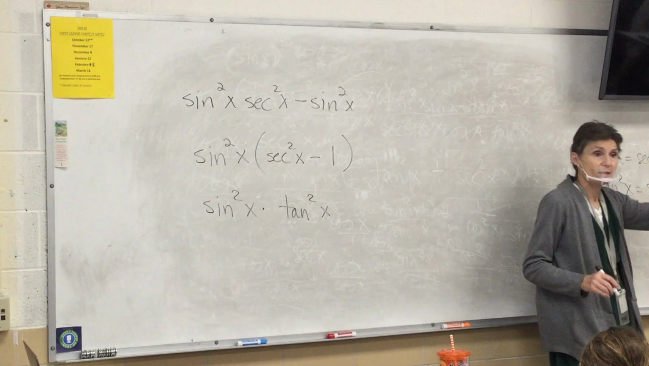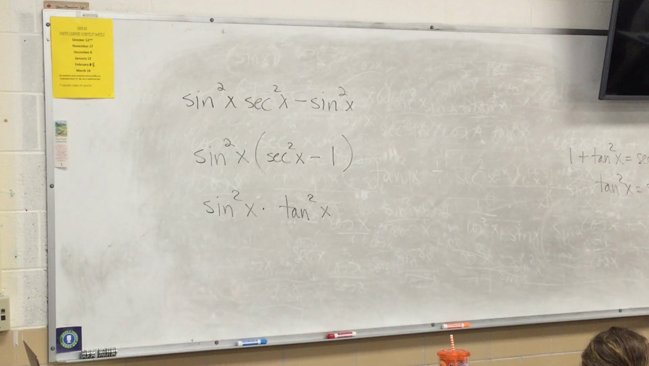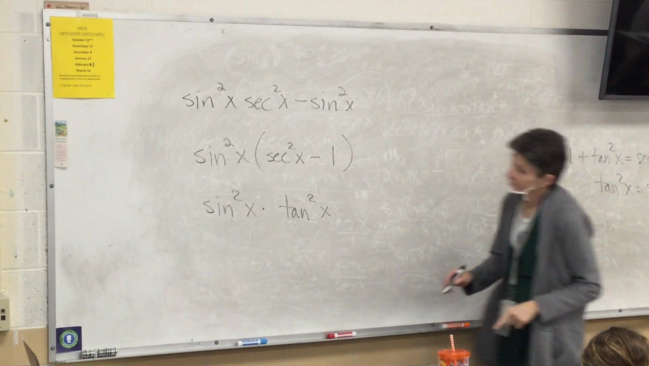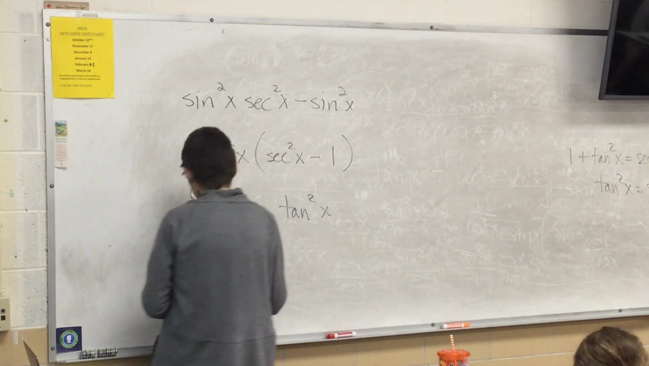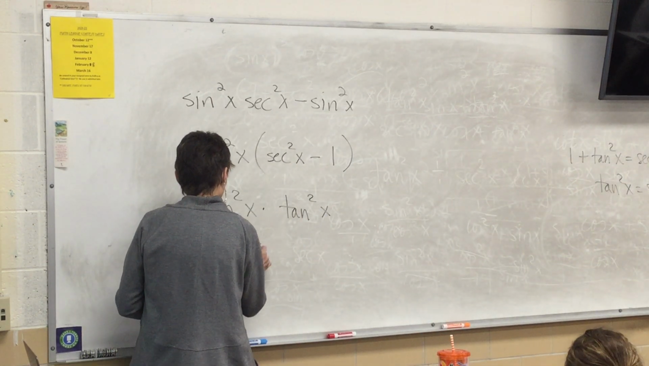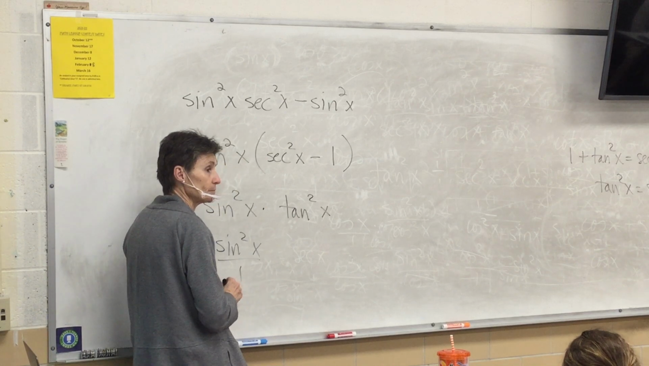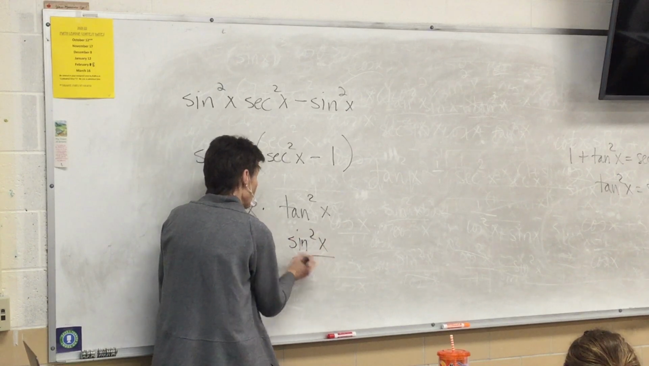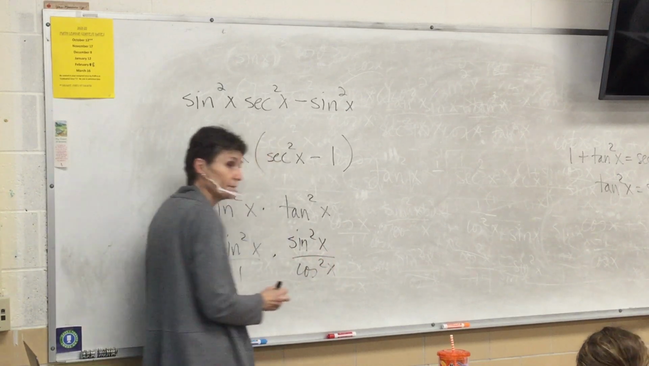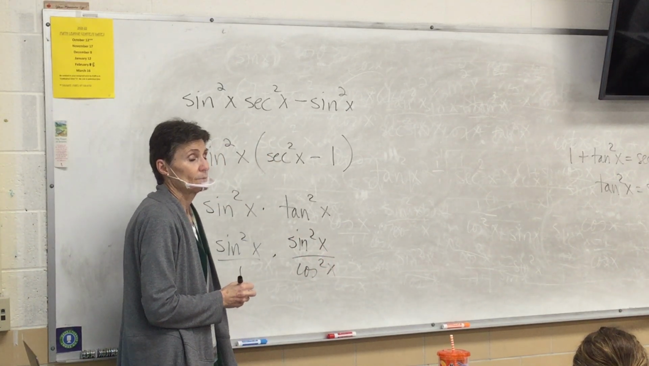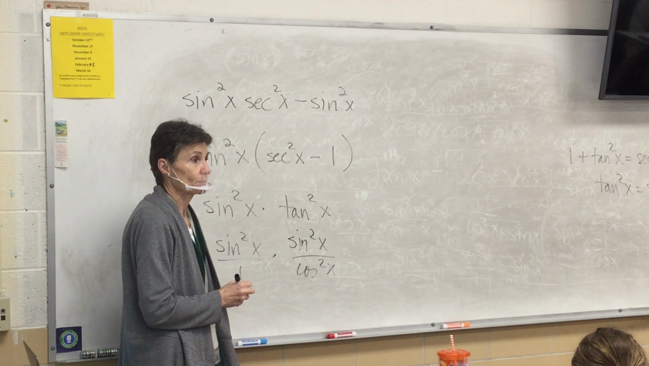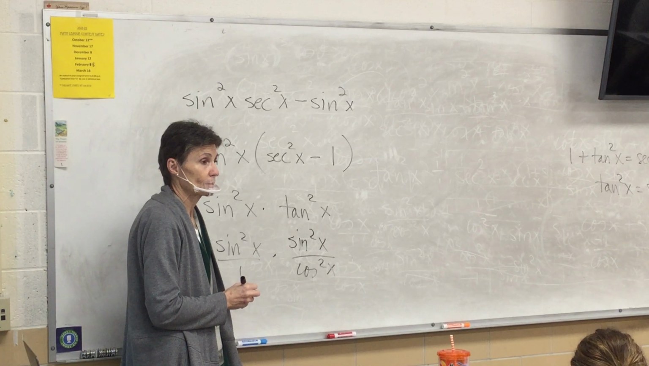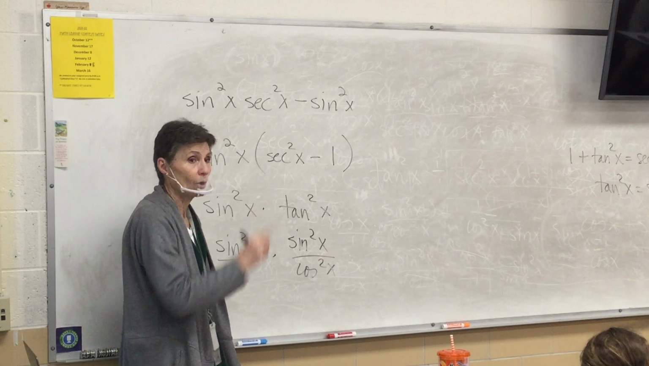What's another way to think about tangent? Sine over cosine. So what if I wrote this as sine squared over 1 times sine squared over cosine squared? Would that be legit? Yes. All good?